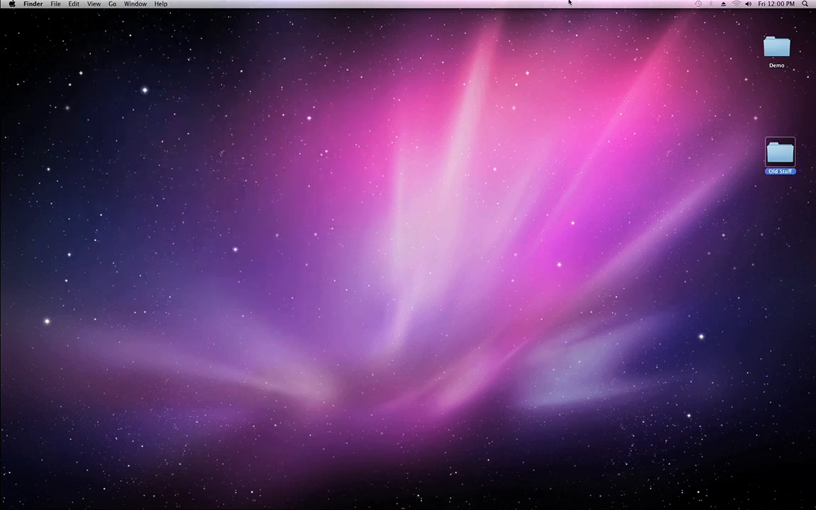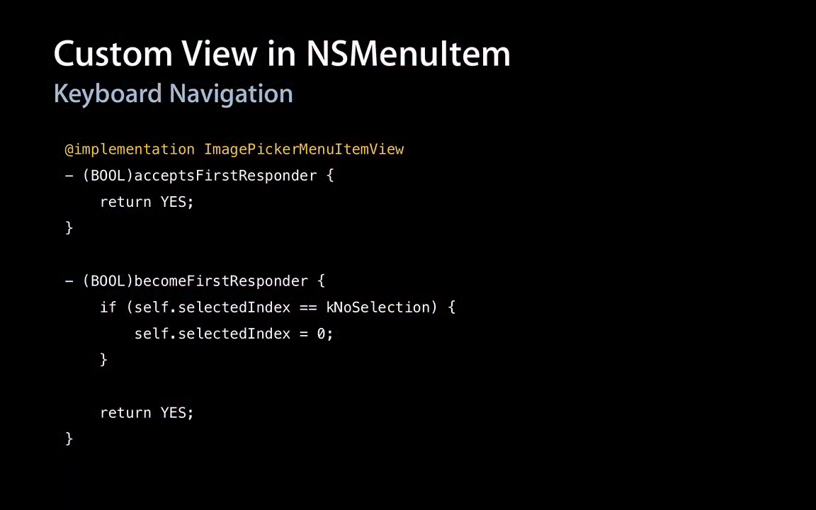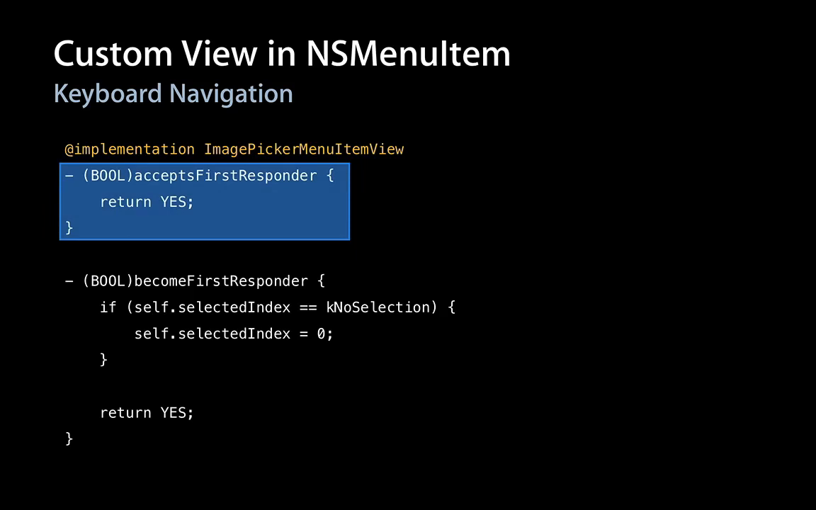So let's see how we handle that in code. If you're here for the last talk, then you already know that you're not going to receive any keyboard events until you override accepts first responder and return yes. By default, NSView returns no. So we need to become first responder.